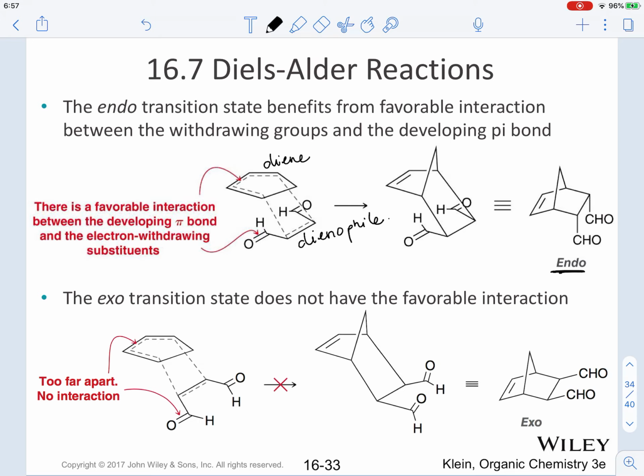In the case of the exo transition state, it doesn't have a favorable interaction. As you can see, when it comes to what we need to form in terms of the cyclic system, understand that there is a separation between that electron withdrawing group and the pi bond that is going to be forming. Because of that separation in distance, they're too far apart, so there's no interaction. That's why exo is not going to be as favorable.